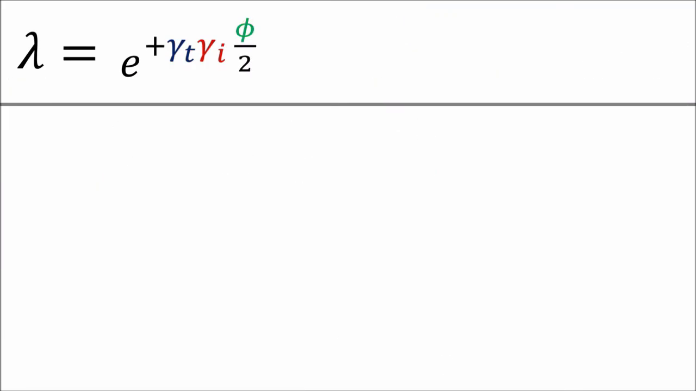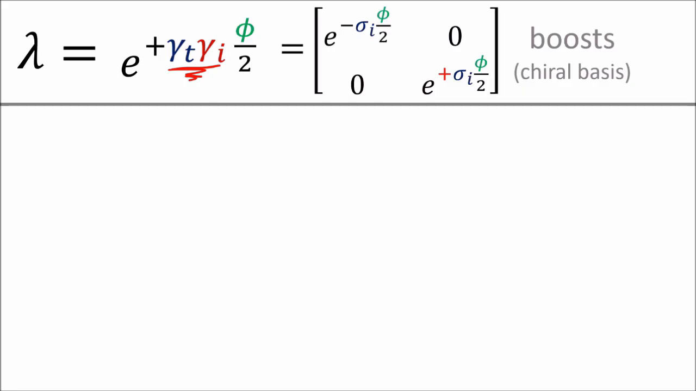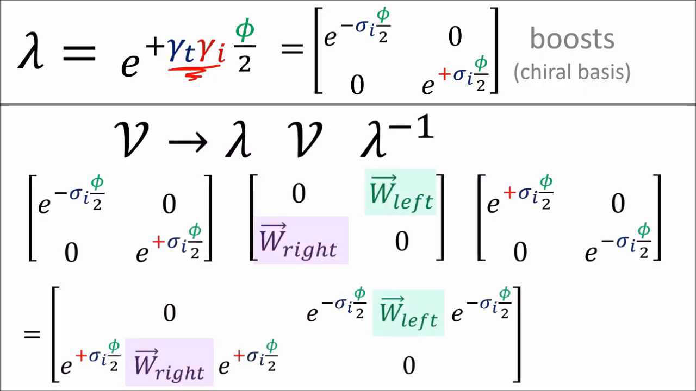If we do this again, but exponentiating a bivector made of gamma t and a spatial gamma, the lowercase lambda will contain boosts instead of rotations, with a negative exponential on top and a positive exponential on the bottom, due to the parity flip. And multiplying out all the matrix blocks, we get the expected formulas for boosting the 2x2 vectors. Note that the top and bottom vectors boost in opposite directions due to the parity transformation.